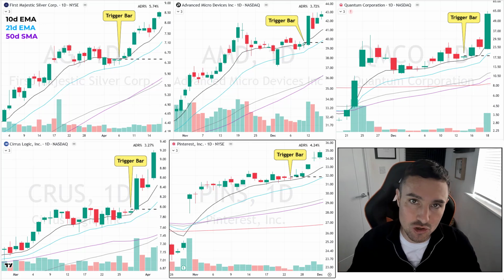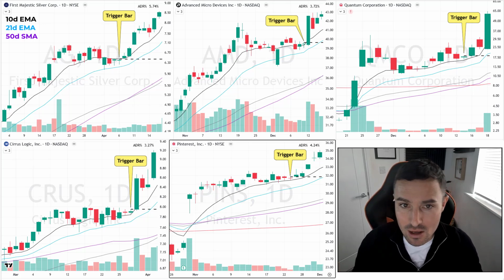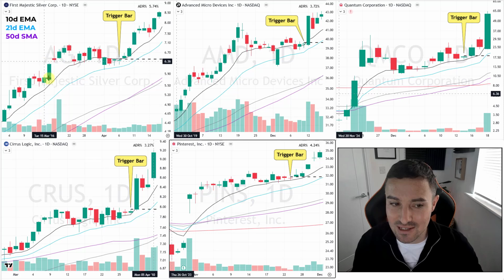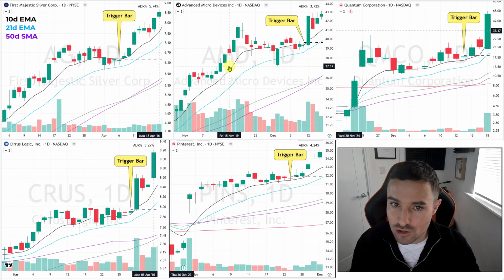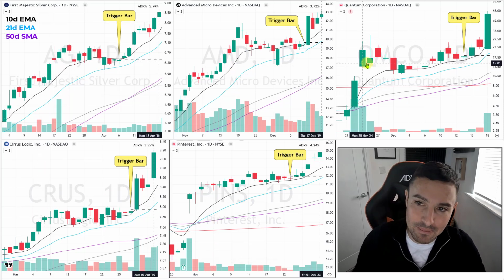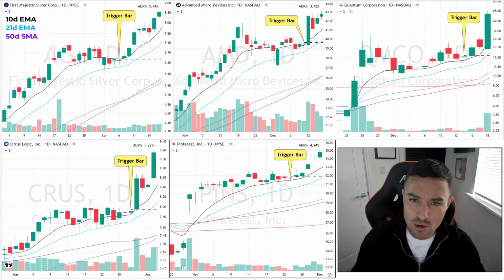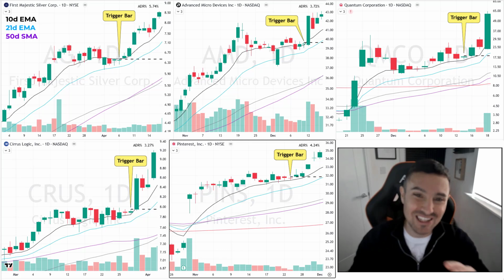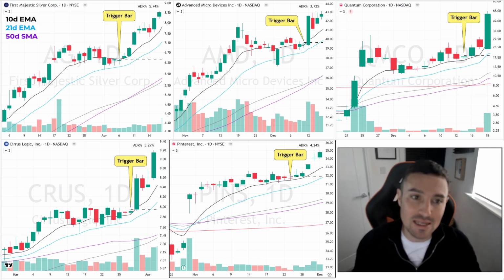So what is a trigger bar? Well, a trigger bar, as I'm referencing here with various different stocks, AG, that's a silver stock, Cirrus Logic, AMD, sure you're familiar with that. You've got Pinterest, you've got QMCO, a quantum computing related stock. We've got various ones here, and you can see that I've highlighted a trigger bar. So this is what a trigger bar invariably is. A trigger bar is often a low volume, tight inside day around one or more key daily moving averages.